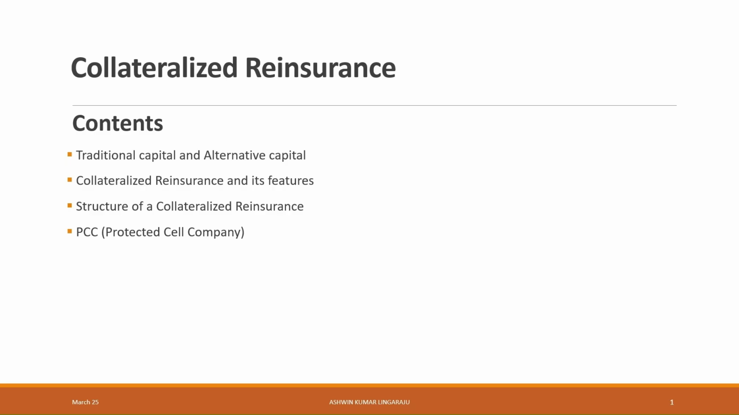In today's PPT, we will discuss traditional capital, alternative capital, and collateralized reinsurance share of alternative capital. What is collateralized reinsurance and its features, its structure, and towards the end of the PPT, we will discuss what is a protected cell company and how is it linked with the structure. So let's get the PPT started.